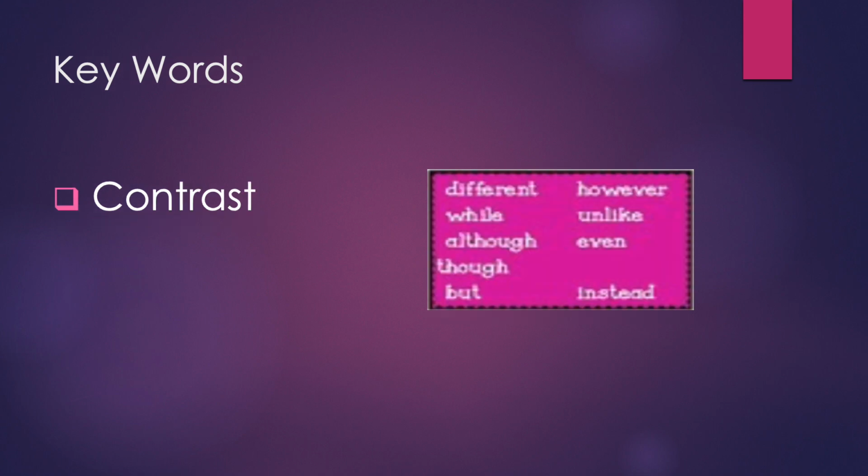Also, here are some keywords to think about when you contrast two or more things. Let's look at the first column and I'll read these words as well. They are different, while, although, though, and but. And in the second column, the words are however, unlike, even, instead. These are the words that you should be using and also thinking about when you contrast two or more things, especially when you're writing about them.